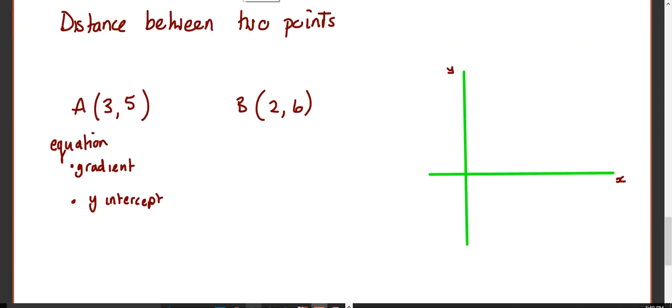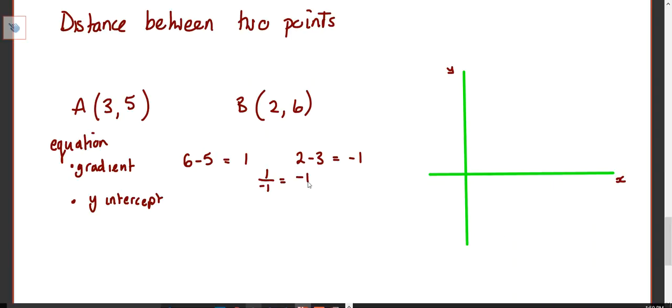Okay, so if I want the equation of the line, first step gradient, how did you do it? I subtracted 5 from 6 and 3 from 2. So you did 6 minus 5, which is 1, and then 2 minus 3, which is negative 1. So your gradient is 1 over -1, which happens to be -1.